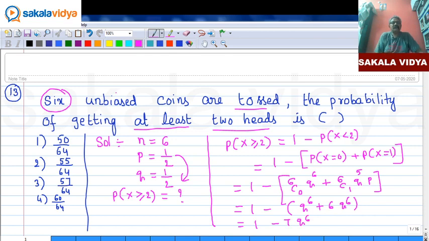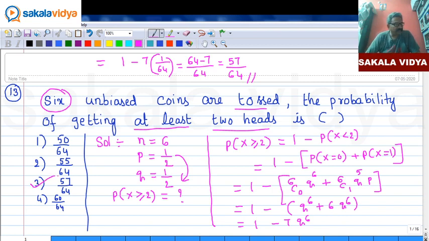This is equal to 1 minus 7 q power 6. Substituting the q value, this is 1 minus 7 into 1 by 2 power 6, that is 1 by 64. So 64 minus 7 by 64. How much will you get? 57 by 64 is the right answer. So the third option is the right option.